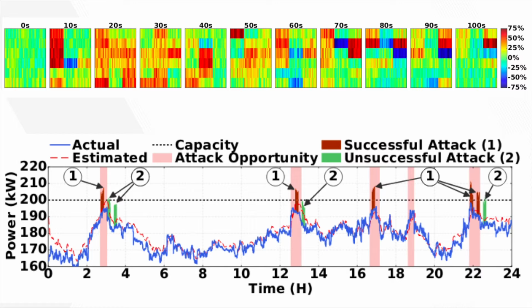There are also the green lines that you can see going vertically. Those are unsuccessful power attacks. So that's when we draw as much power as we can, but we cannot surpass the total power capacity for the system.